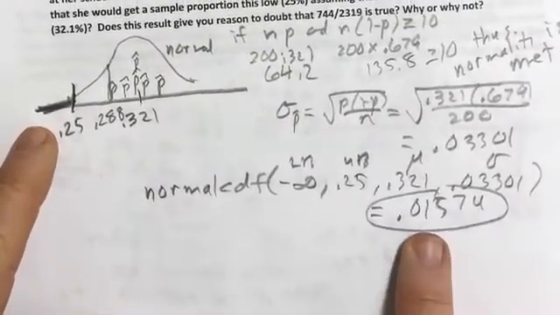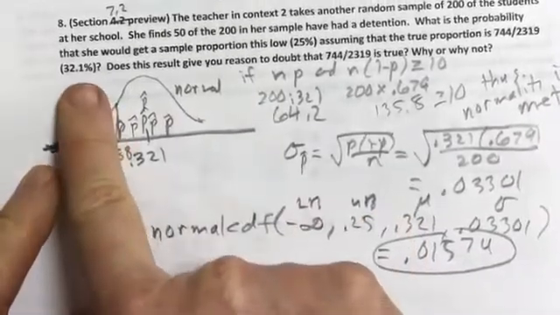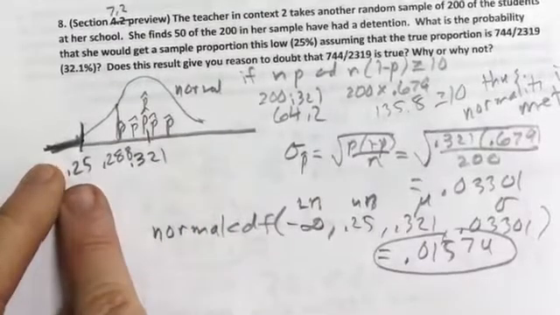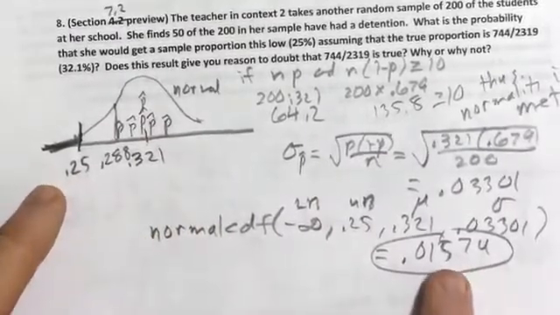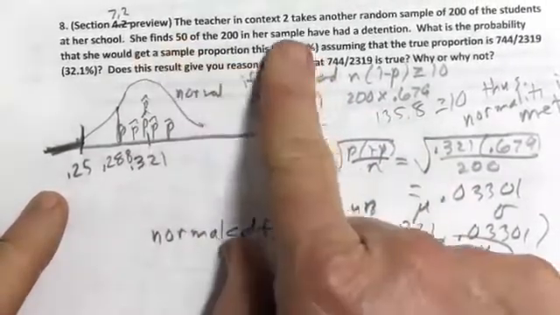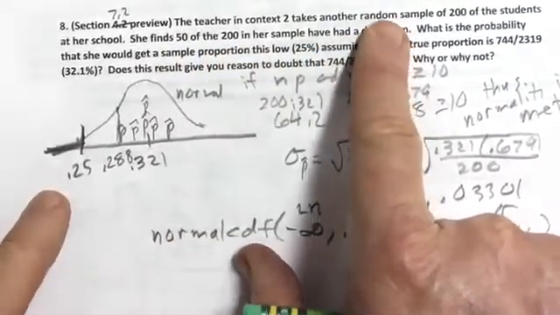So in other words, getting 0.25 or less is only going to happen about 1.5% of the time, just by chance, assuming that this 32.1 figure is the true proportion. The probability we would get a sample value of 0.25 or less only happens about 1.5% of the time. Therefore, it's really unlikely to happen. And we got a good random sample here. She took another random sample, right? Yeah, good random sample. So we know we don't have bias.